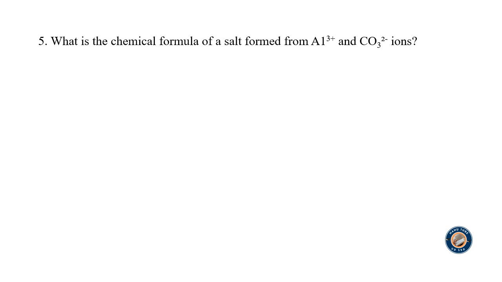Question number 5. What is the chemical formula of a salt formed from aluminum and carbonate ions? A. Al3(CO3)2. B. Al3+ CO3 2-. C. Al2(CO3)3. D. AlCO3.